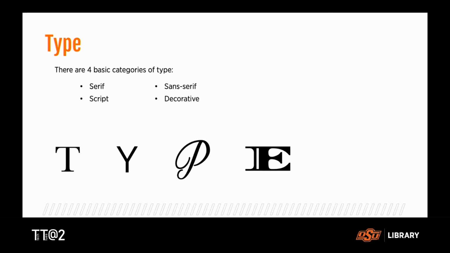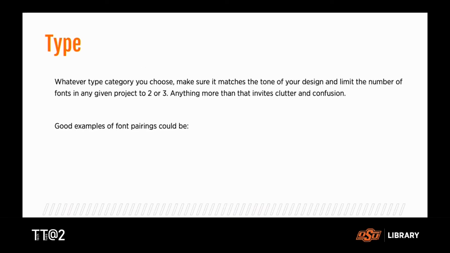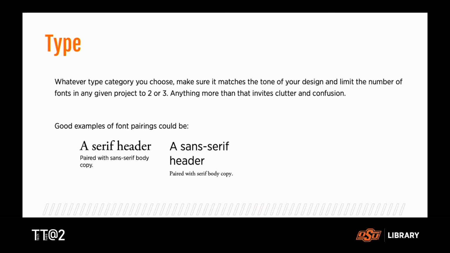Whatever type category you choose, make sure that it matches the tone of your design and limit the number of fonts in any given project to around 2 or 3. Anything more than that invites clutter and confusion. Good font pairings could be, for example, a serif header with a sans serif body, a sans serif header paired with a serif body copy, or a decorative header with a sans serif body copy.